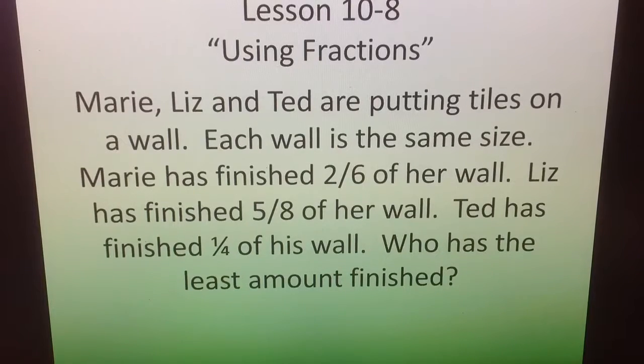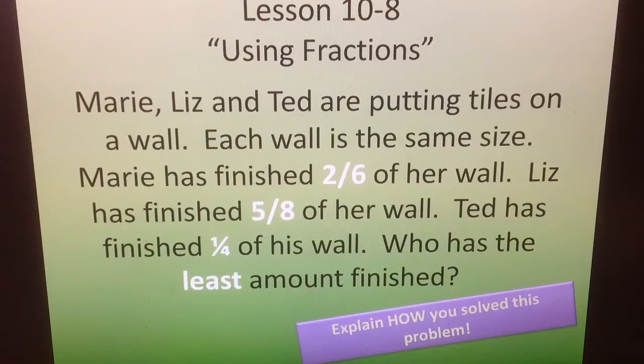This is a tough question. Our first job is to pull out the very most important information. Here I've highlighted the important fractions and the word least. What I really need to know is which of these three fractions is the least.